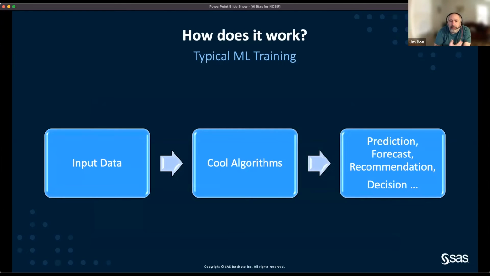So when we think about the machine learning, again, I'm going to focus on machine learning. There's really three sort of steps in the machine learning world. First is you have some sort of input data. You then apply one or many algorithms to this data, right?